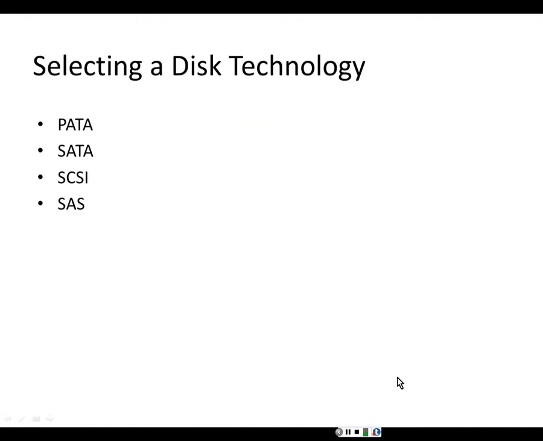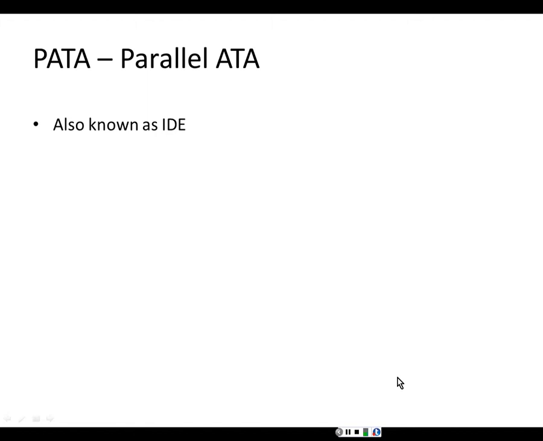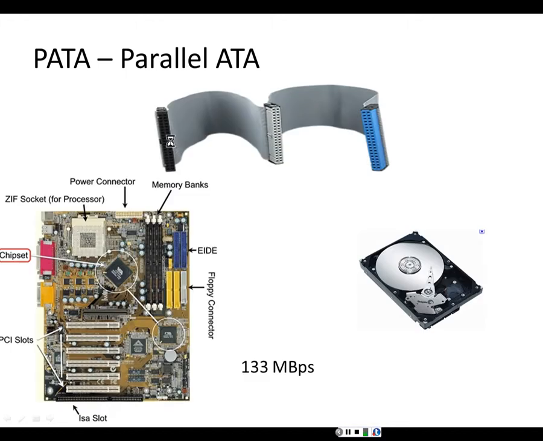Now let's look at different disk technologies which are available to us: PATA, SATA, SCSI, and SAS. We'll start out with PATA, Parallel ATA, which is also known as IDE, and we really don't see that so much on new computers. It's used on older computers. And PATA runs at 133 megabytes per second, and at the time we thought that was pretty good.